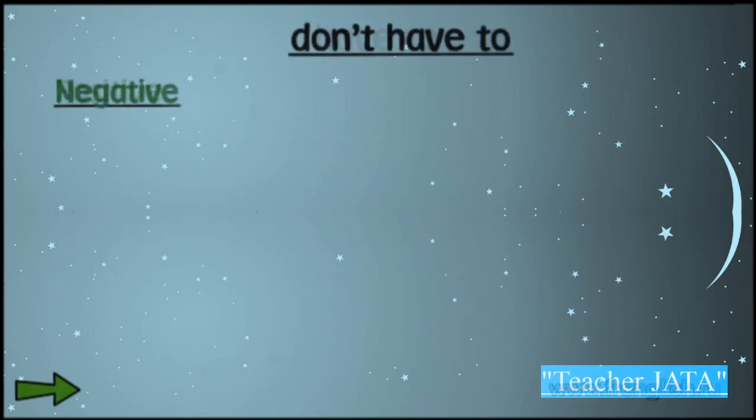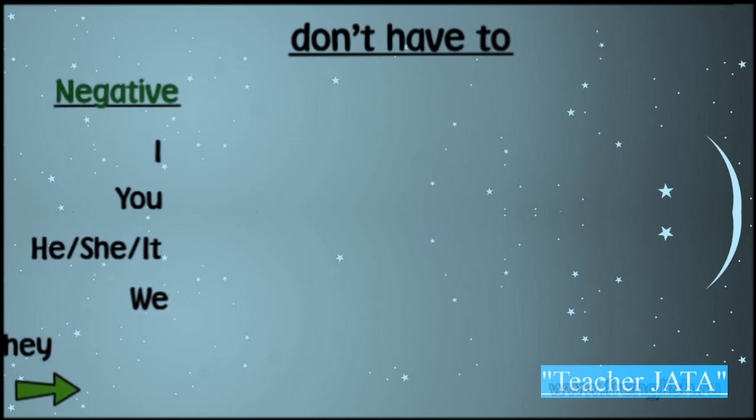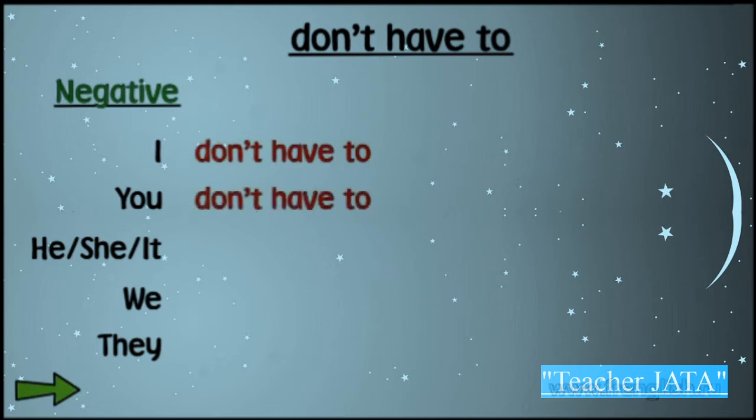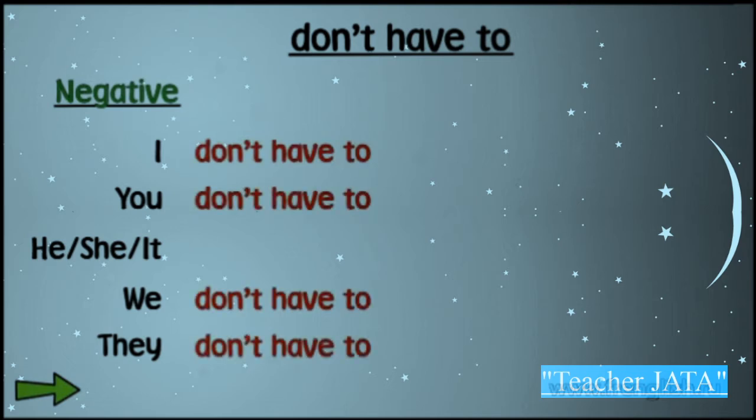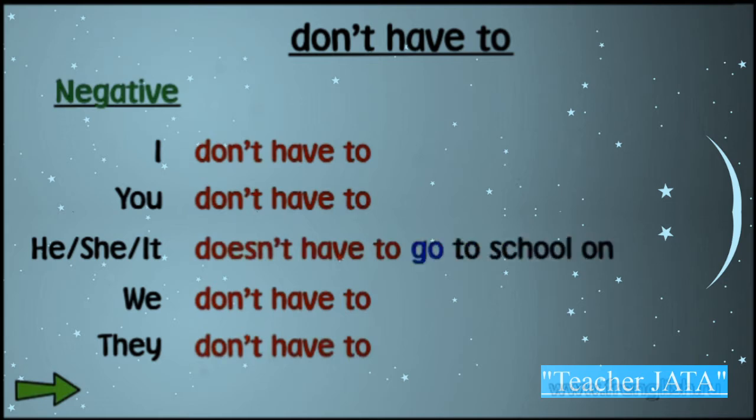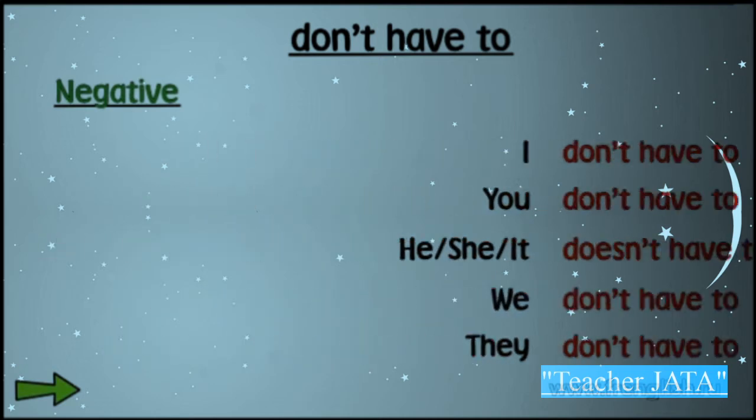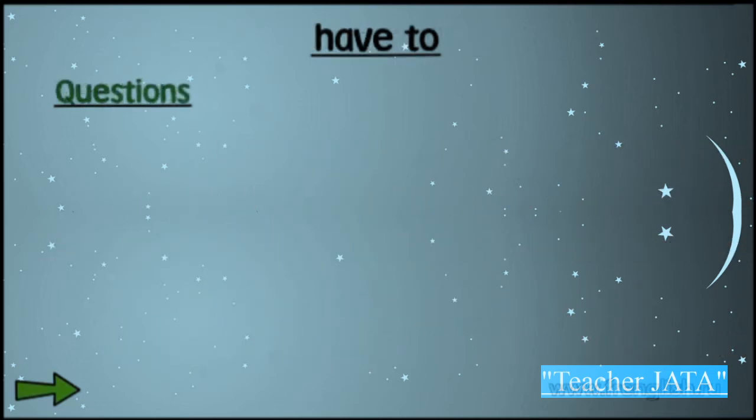We form negative sentences with have to, like this. We use don't have to for I, you, we, and they. We use doesn't have to for he, she, and it. We form questions and short answers with have to, like this.